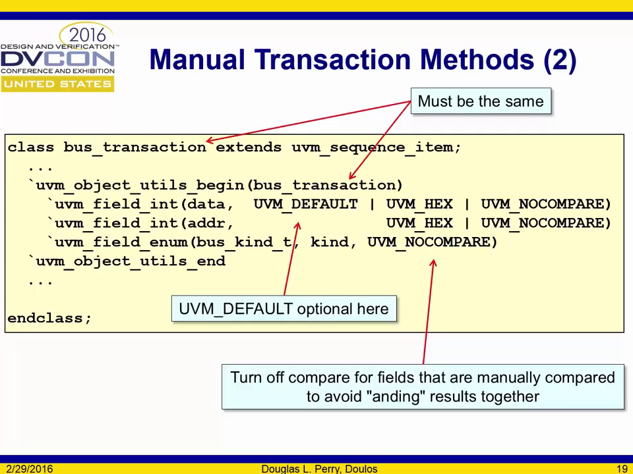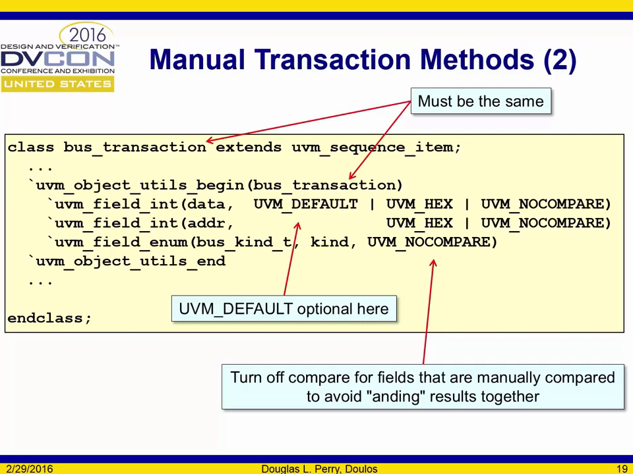You can, of course, do this manually. And let's say that you do actually override the compare method. Then, of course, what you have to do is turn off the compare for the built-in compare. Otherwise, you're going to get the anding of the results, right? In some respects, it's almost easier just to use the field macros to begin with, although, again, you have to know what you're doing. So in this case, we're using all the default copy, compare, etc. for this particular field, the built-in ones. And we're going to display this one as hex.